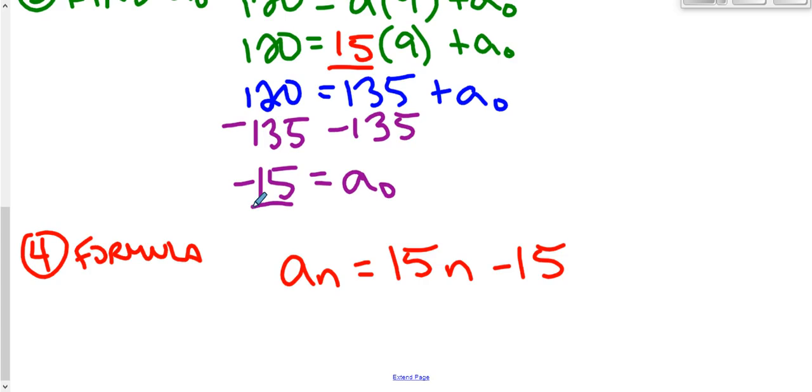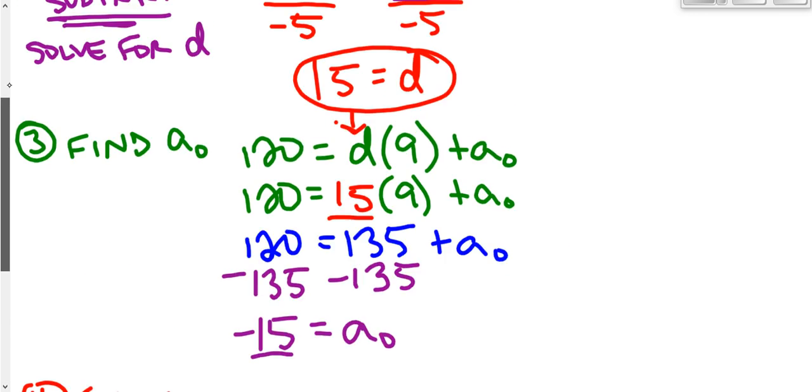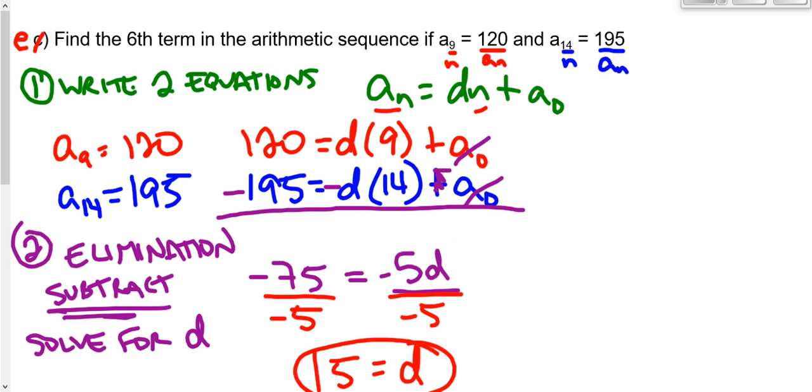Now we can find any value in this sequence. And my original problem, if we go back and check, my original problem wanted us to find the sixth term.